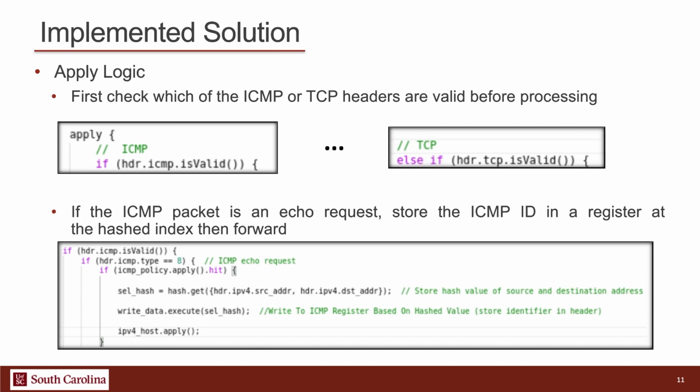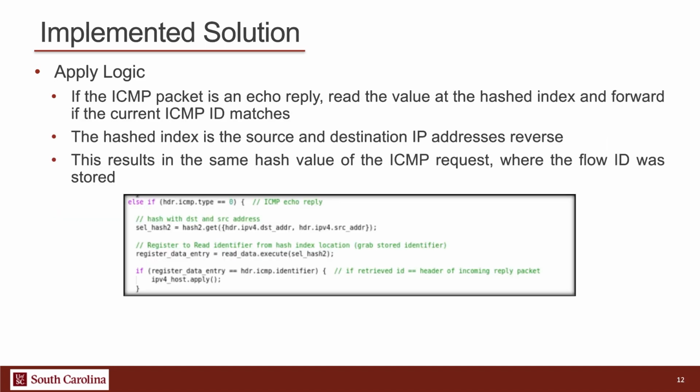In the code down below, we see an echo request, which is when the response type has a value of 8, then we know that we are receiving an echo request. During this logic, we will create our hash value by passing through our source and destination address, and then at the hashed value to our register, we will write the current identifier of the ICMP header. And then finally, we're going to continue forwarding.